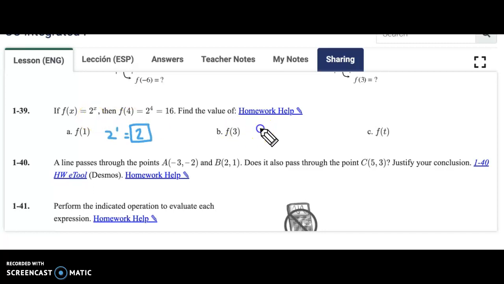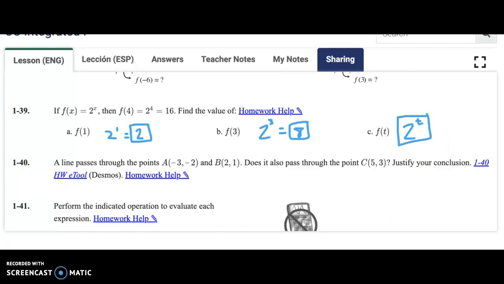Okay, so then we're going to take that same equation and we're going to plug in a 3 this time. Okay, 2 to the third, so 2 times 2 times 2 is going to be 8. And again, for these, especially with the exponents, we can use a calculator. And then our last one, this one just says we're going to plug in a t. Well, we can't really solve for a t. So in this case, we wouldn't have an actual answer, we would just have another equation.